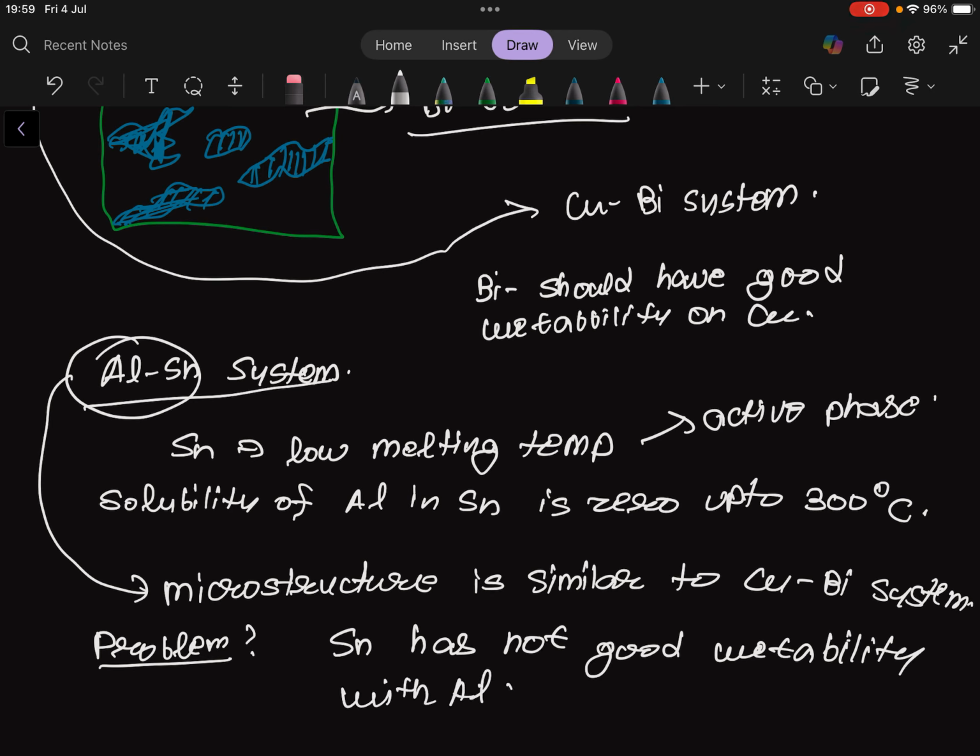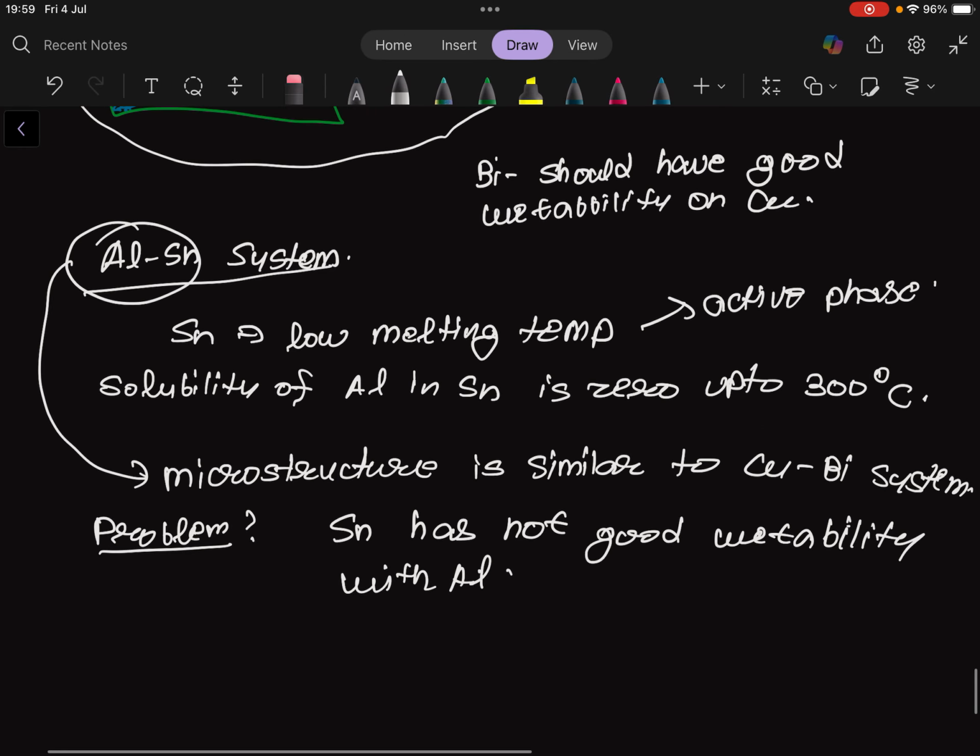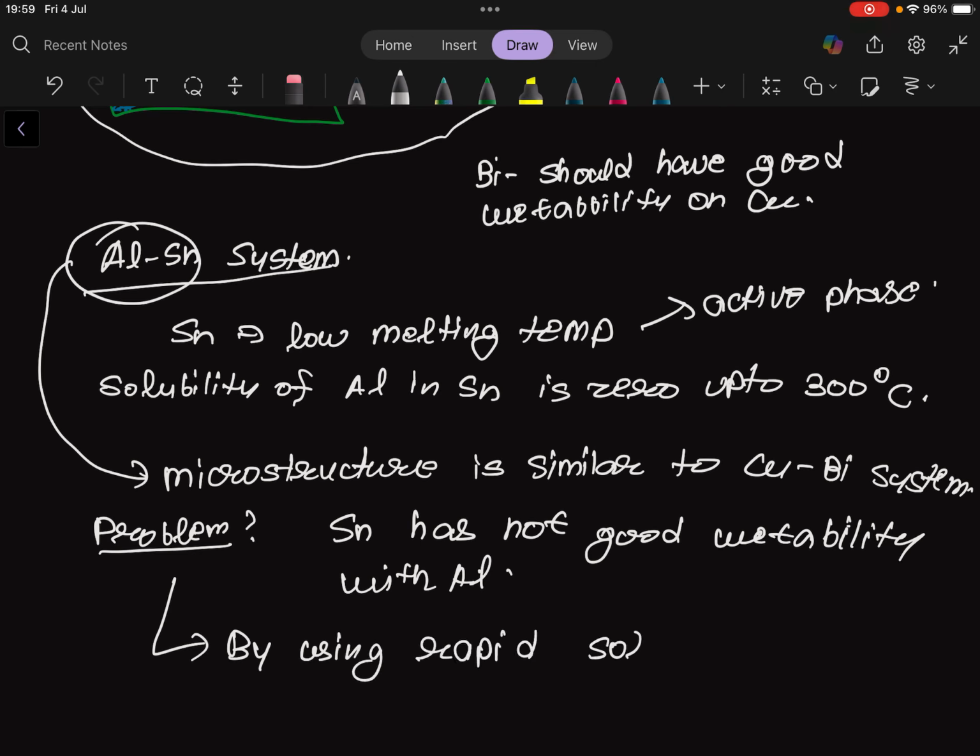So how can we solve this issue? We can solve this issue by using rapid solidification. So we can change something. Another option is to mix different materials to solve this problem.